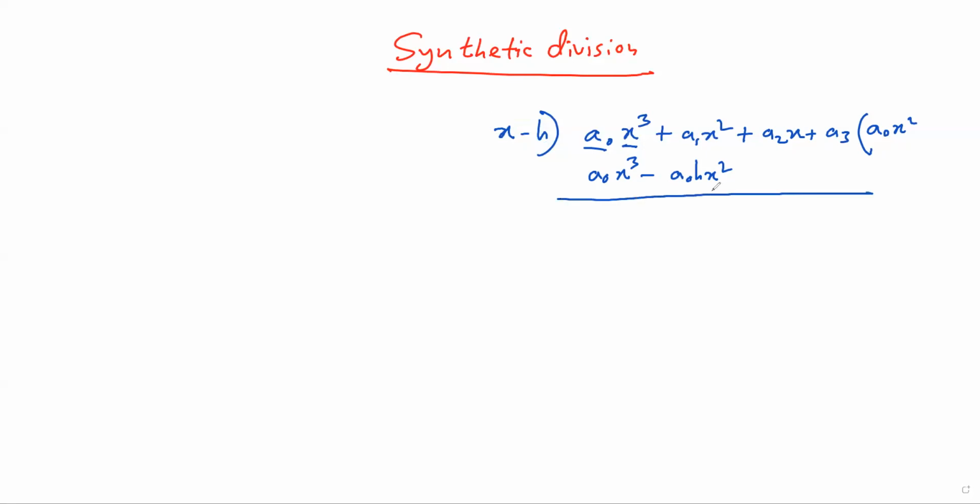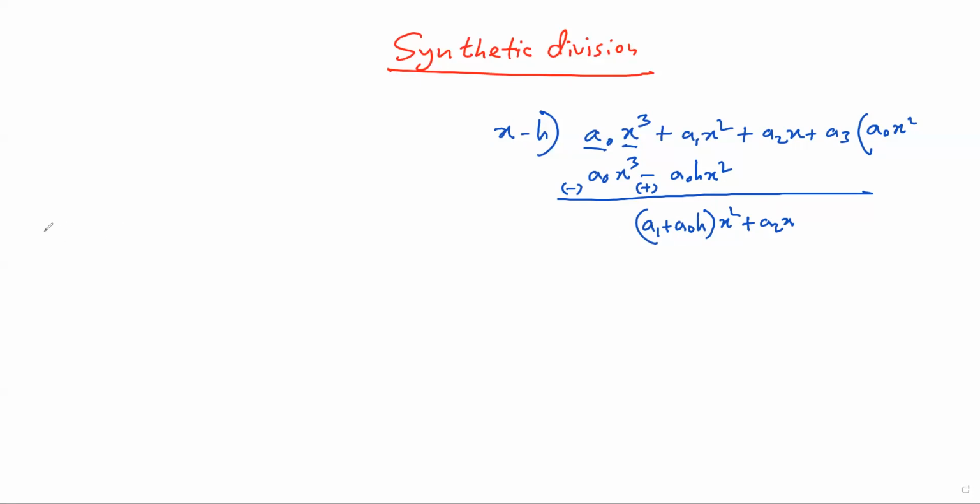Now the next step we used to follow is to subtract this, so there would be no x cubed term, right? That was the main idea, to eliminate x cubed. So we are going to get a1 plus a0 h times x squared. And what we do is bring this a2 x term here. Then we need to follow a similar approach, find a coefficient and a power of x to multiply with x minus h, so that this term gets eliminated.